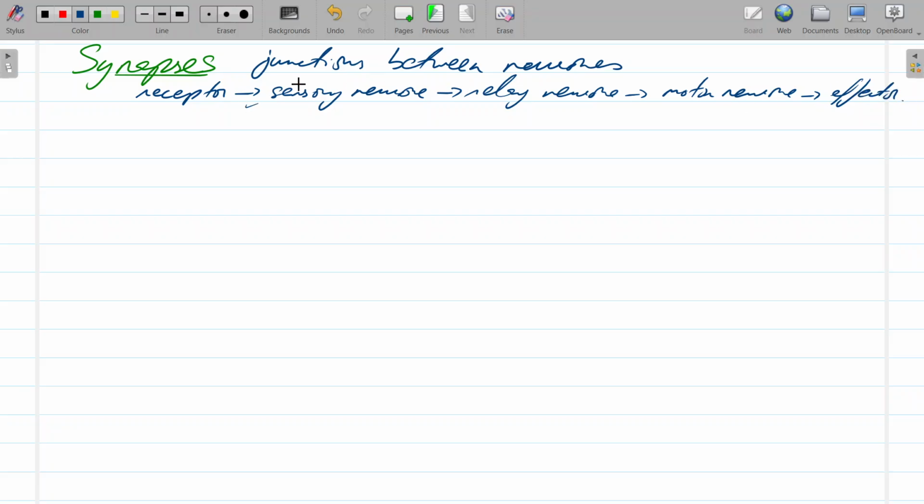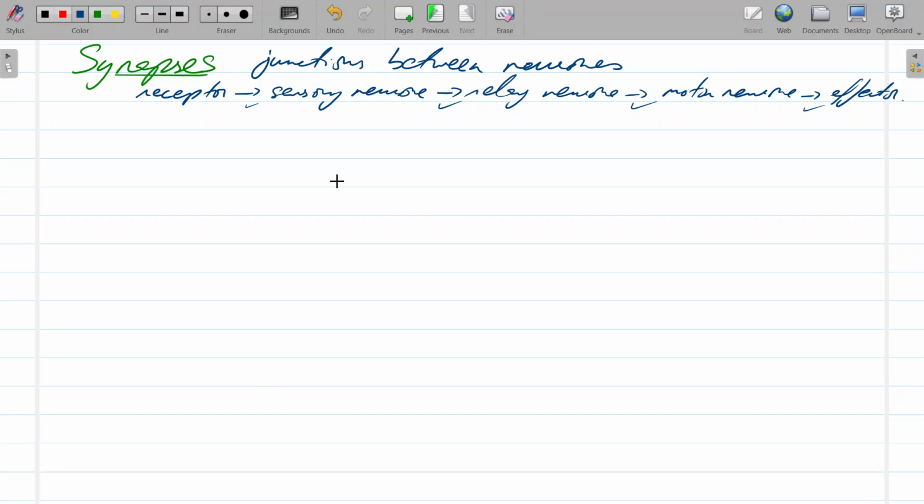right? So at each of these steps, between the sensory, relay and motor neurons, you've got synapses, and so they are what bridge the gap when impulses are transferred along these neurons. So one is the impulse traveling along the nerve fiber, and then the impulse is transferred to the next fiber, whether it be a relay neuron or a motor neuron or an effector or whatever it is, right?